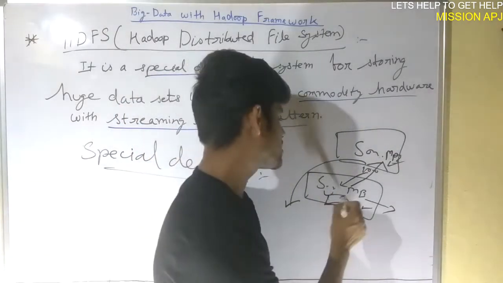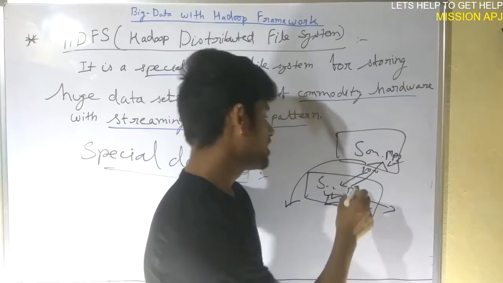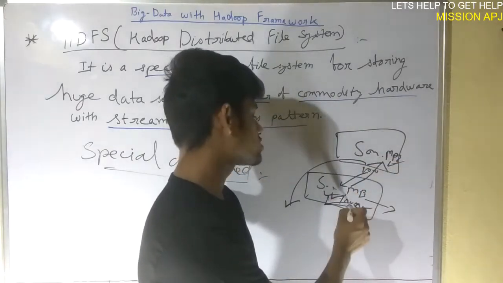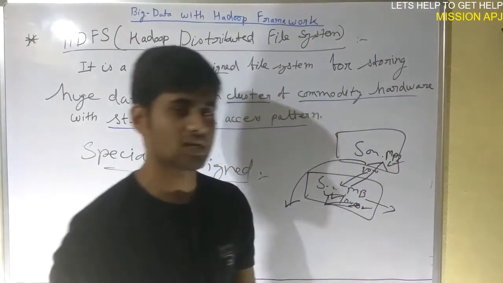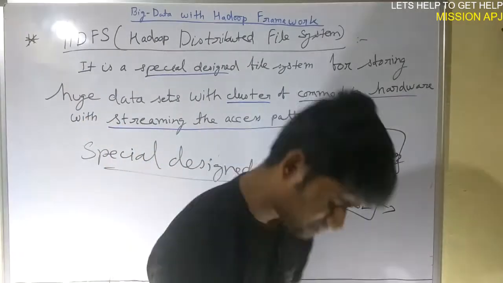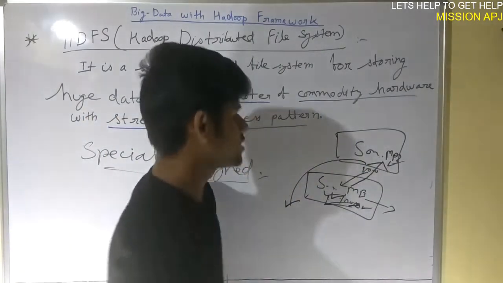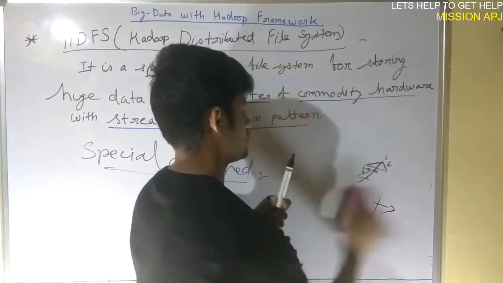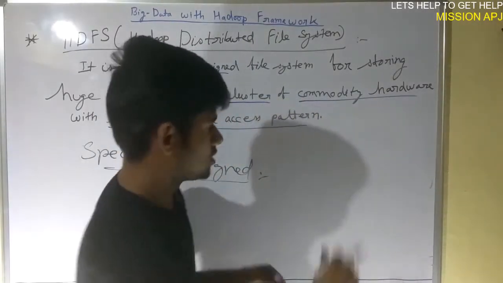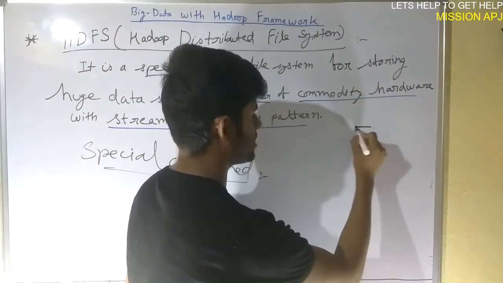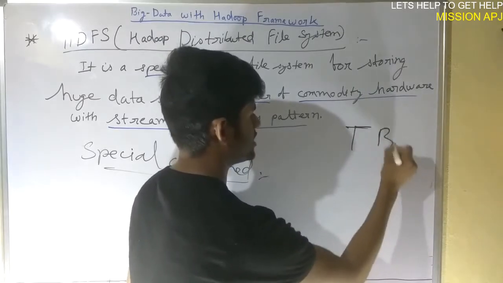So this information that you kept here, that this file is stored at location 1000, is your metadata. Now suppose you are storing huge data, some petabytes or terabytes of data.